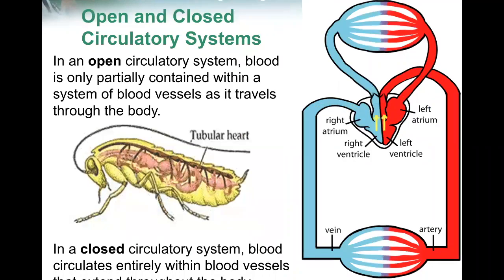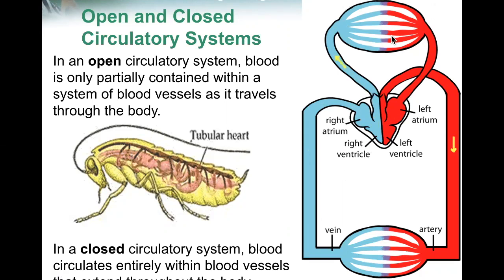In an open circulatory system, blood is only partially contained within a system of blood vessels as it travels through the body. The tubular heart is only partially contained within the blood vessels. In a closed circulatory system, blood circulates entirely within the blood vessels that extend throughout the body.